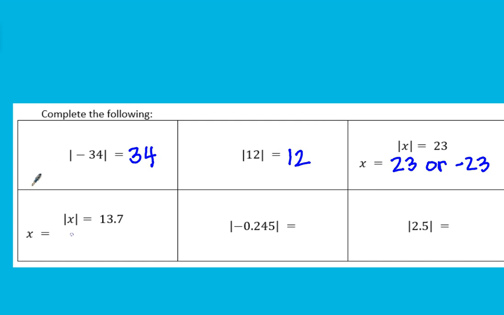Moving on to the next one, we could see it the same way. So we have the absolute value of x equals 13.7. Either the number 13.7 would be 13.7 units from 0, or so would its negative, or its opposite. So these are both correct answers for what we could have in our absolute value bars for x here. Moving on to our next one, we have the absolute value of -0.245. Even though it's a decimal, it's still the same concept. It would be 0.245 units from 0. So we just want to have that positive number there. In this last example, we have the absolute value of 2.5. So again, with the decimals, it would still be 2.5 spaces from 0.